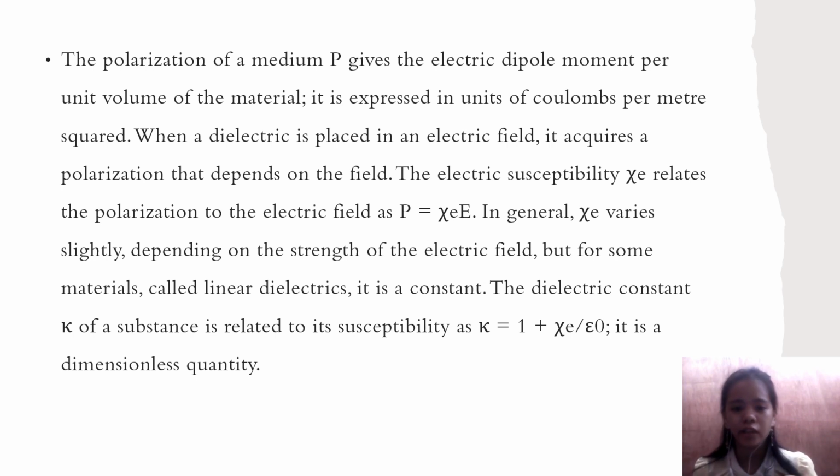When a dielectric is placed in an electric field, it acquires a polarization that depends on the field. The electric susceptibility Xe relates the polarization to the electric field as P is equal to Xe times epsilon zero times E. In general, Xe varies slightly depending on the strength of the electric field, but for some materials, called linear dielectrics, it is constant. The dielectric constant K of a substance is related to its susceptibility as K is equal to 1 plus Xe. It is dimensionless.